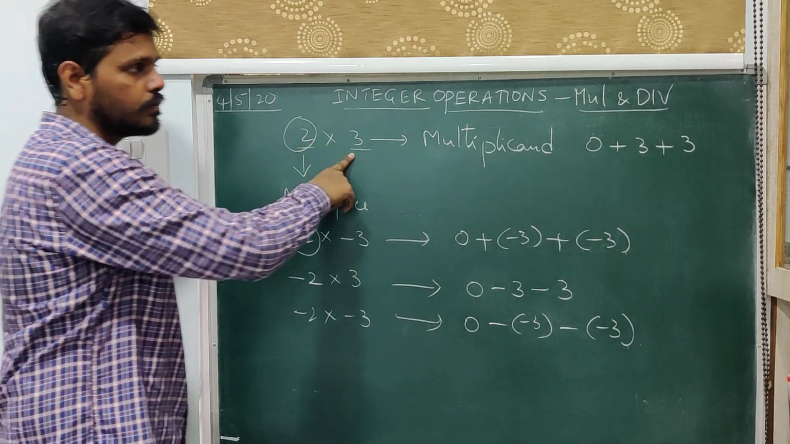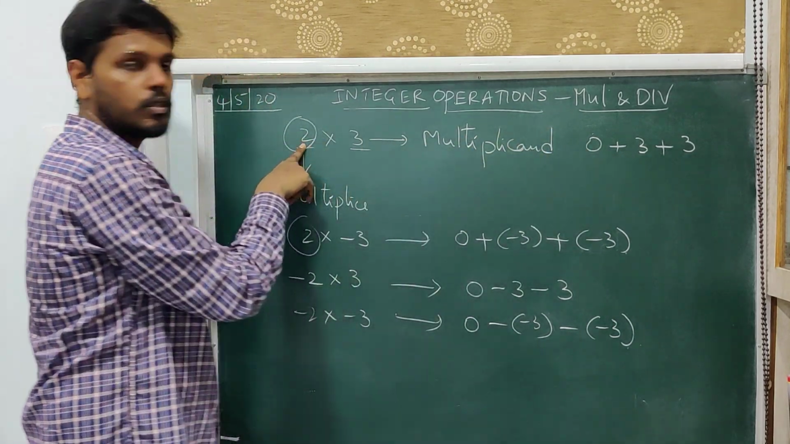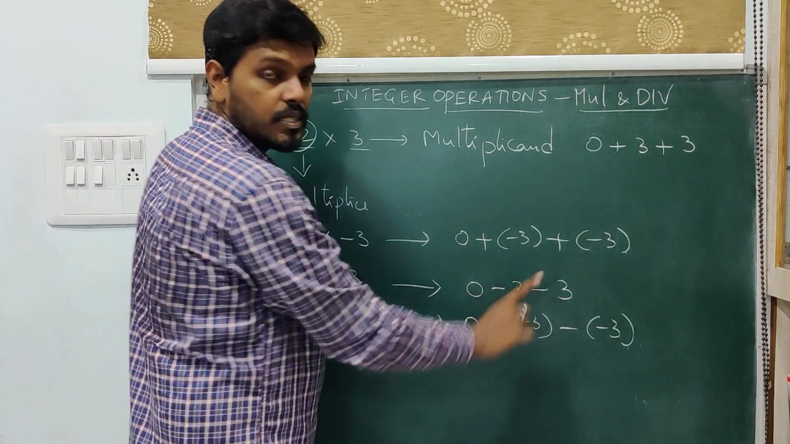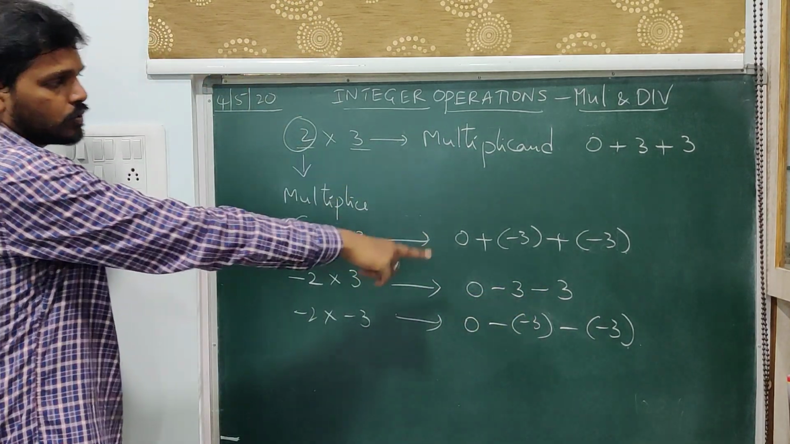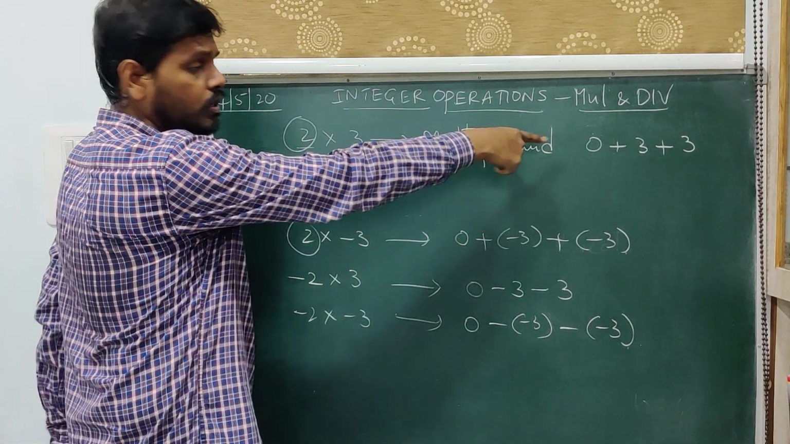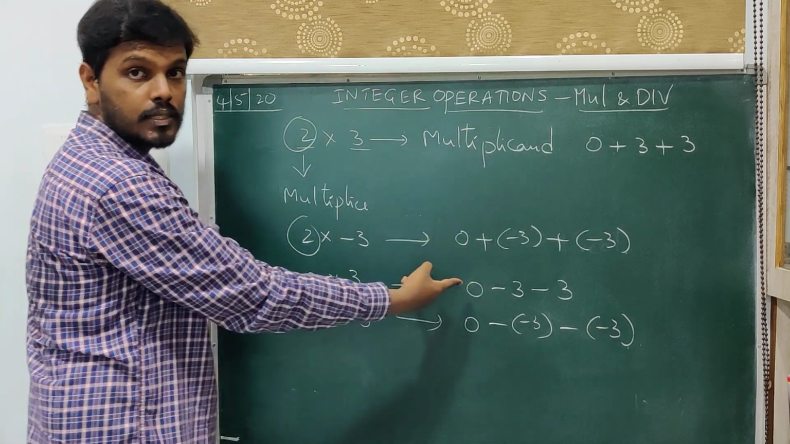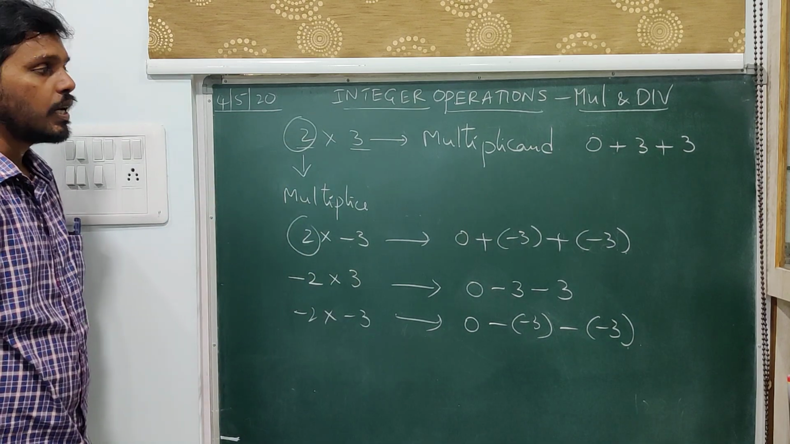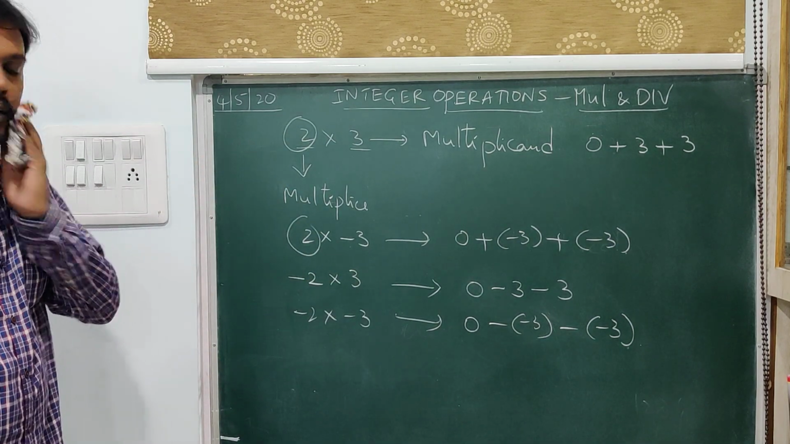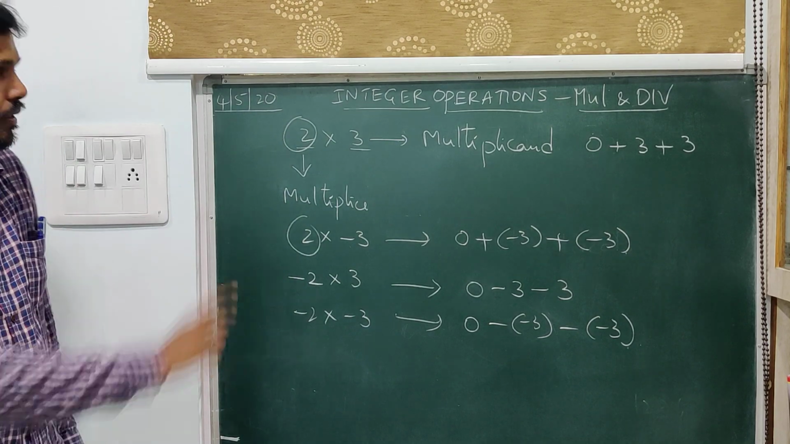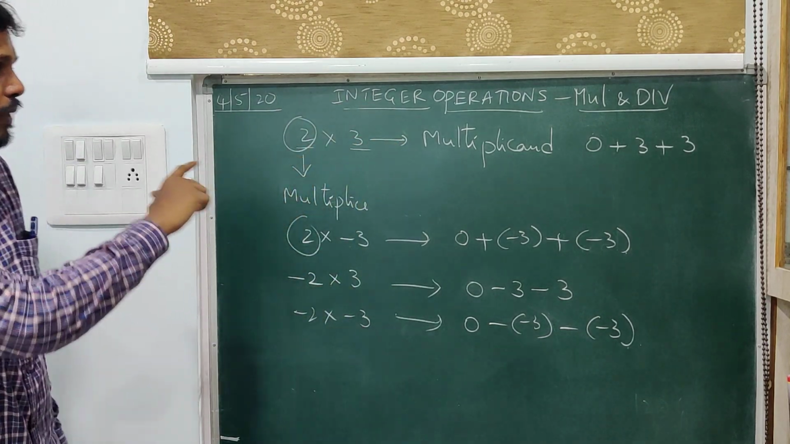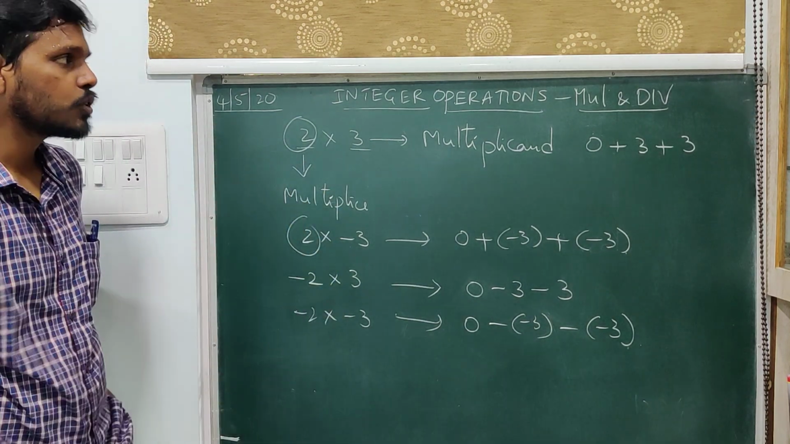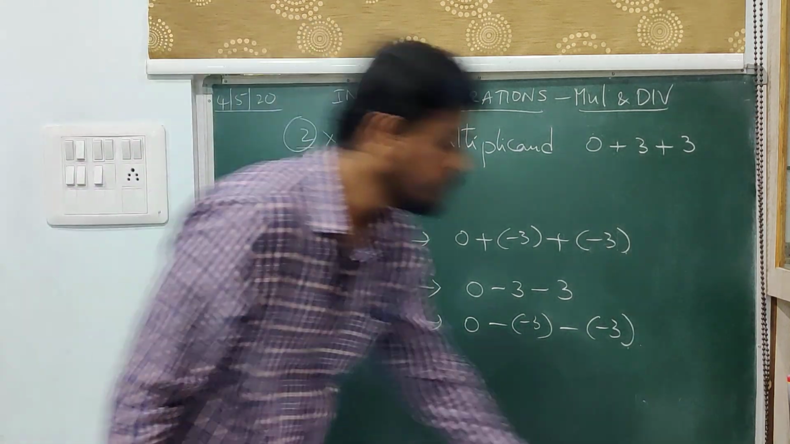That is 2 into 3. A positive multiplier means addition. A negative multiplier means subtraction. Addition is to 0, and subtraction is again from 0. Now taking this meaning into consideration, I will put the same on the number line and try to arrive at the results. This is the basic framework which I will be taking in order to find the multiplication of two numbers.